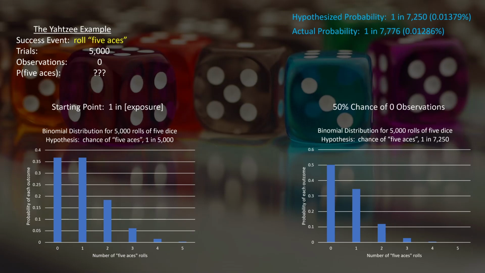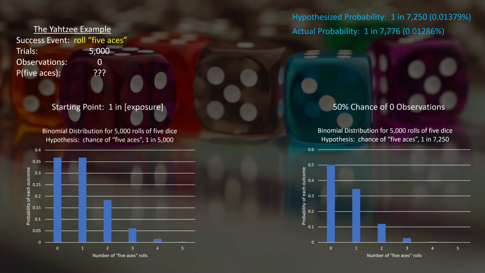And also notice that our hypothesized probability is higher than the actual probability. In a risk management application, this is a valuable technique because in most cases this means our estimate is going to be more conservative than the actual, underlying probability.